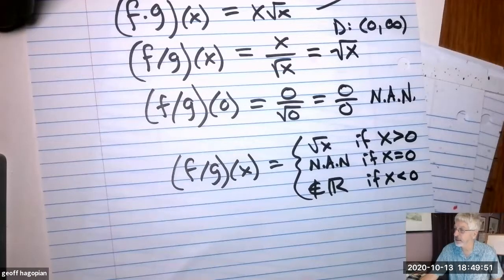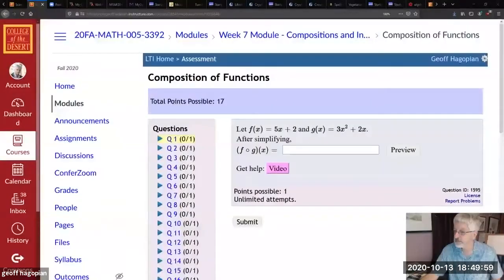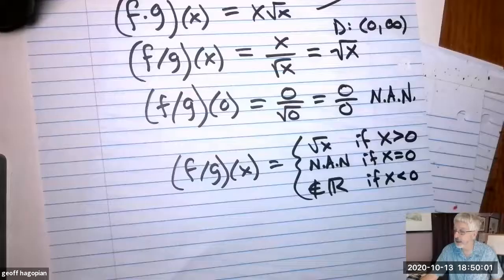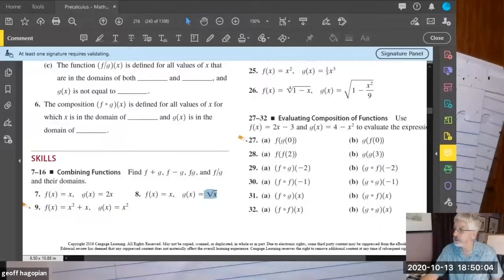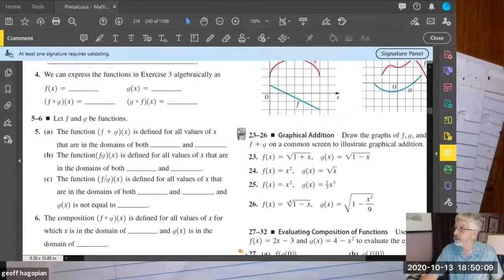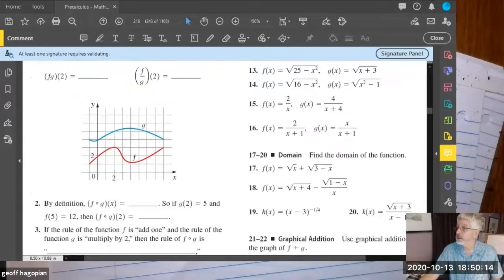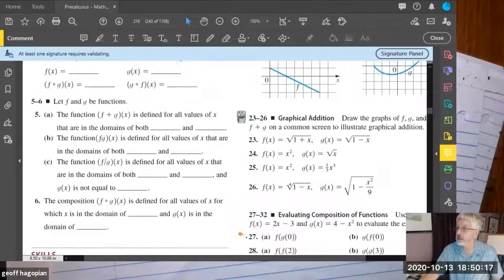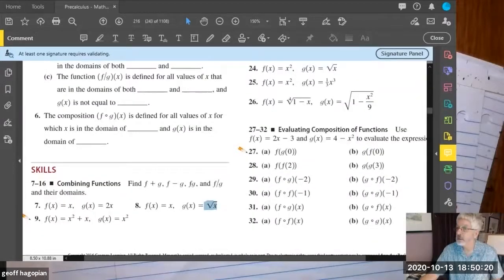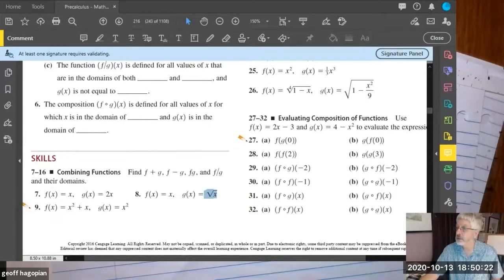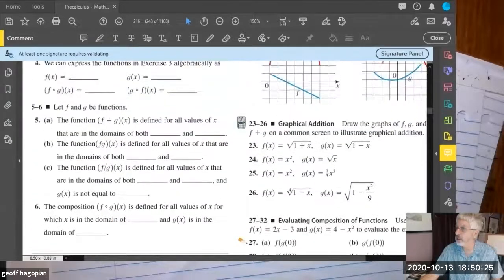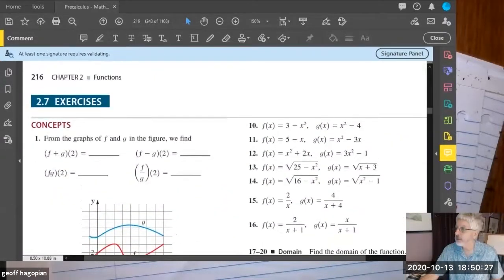So let's get on to the compositions, right? Because that's the more interesting thing you can do with functions that you can't do with real numbers. Let's see, 12. It's going to be over here somewhere. And what are the instructions here? I have to scroll down to read the instructions. Combining functions, find the sum, difference, product, and quotient. Okay, so same thing in 12.